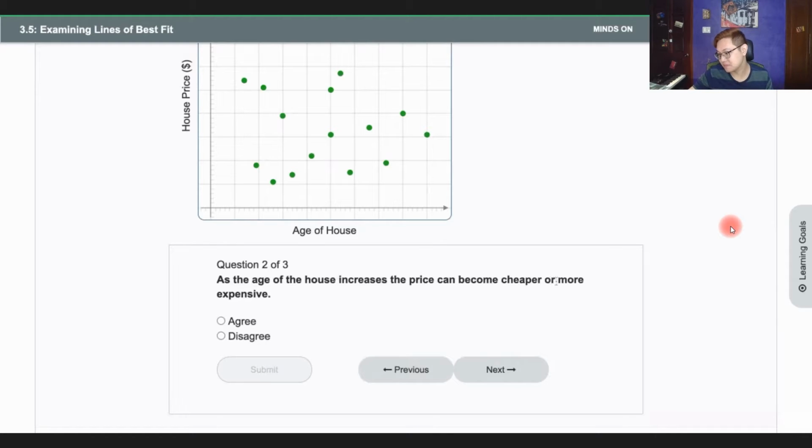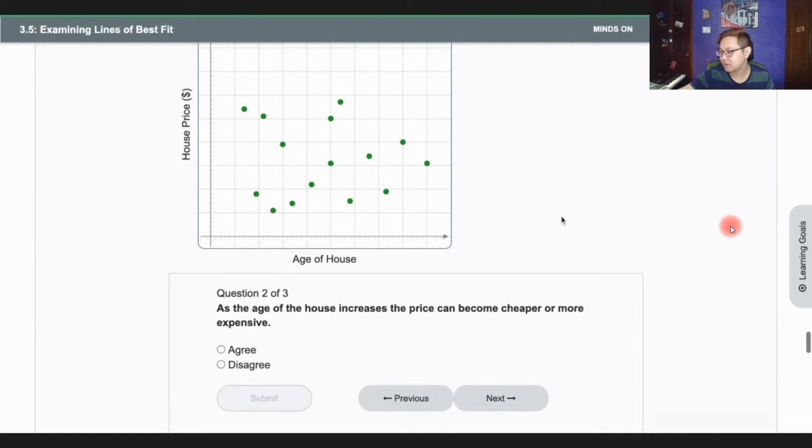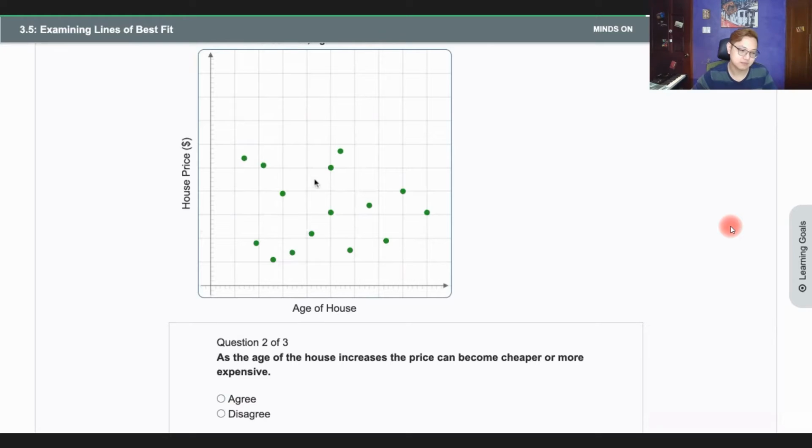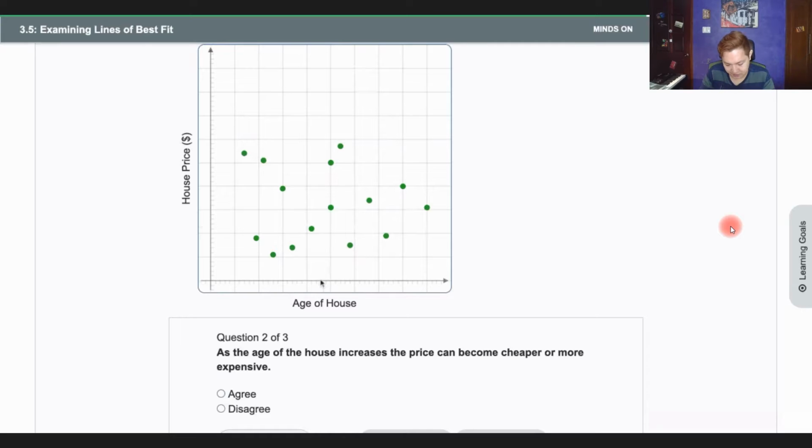More expensive. Yeah, so it's both ways because there isn't really much you can tell, it's totally random. You cannot tell any kind of relationship or any kind of equation that you can get from here.